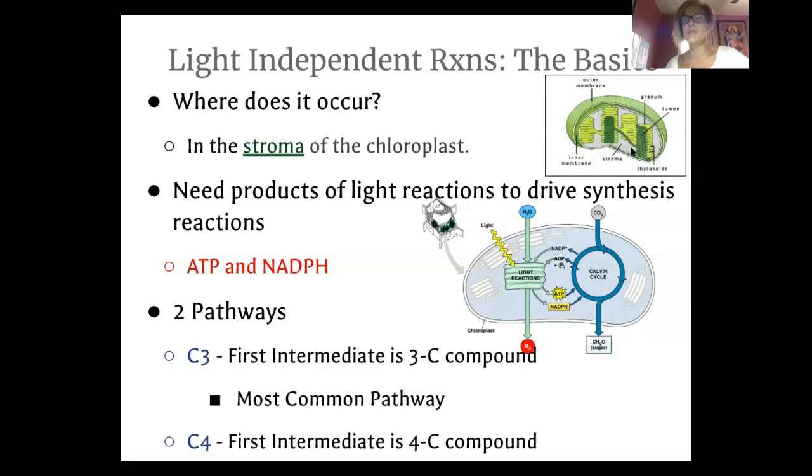So the space within the chloroplast is the stroma. You might think of it as like the cytoplasm of the chloroplast. Remember, this was probably once a bacterium. Okay, so that's where this part of photosynthesis is occurring. We have to have ATP and NADPH. That is why we need the light-dependent reactions to occur.